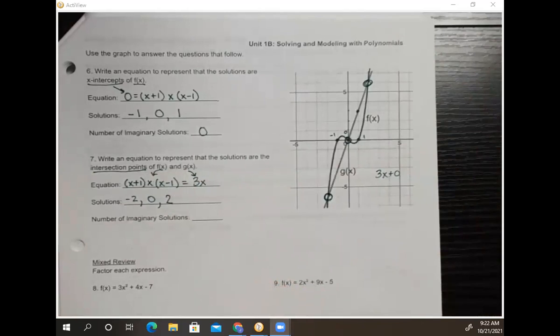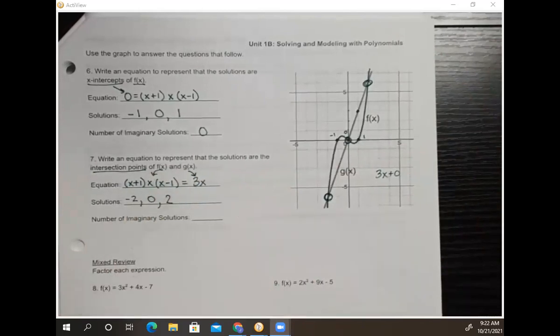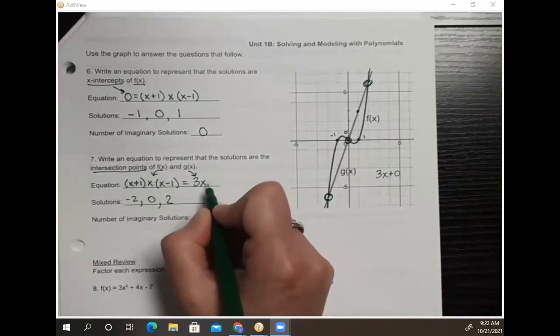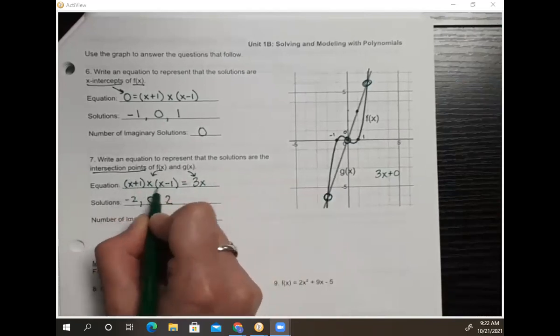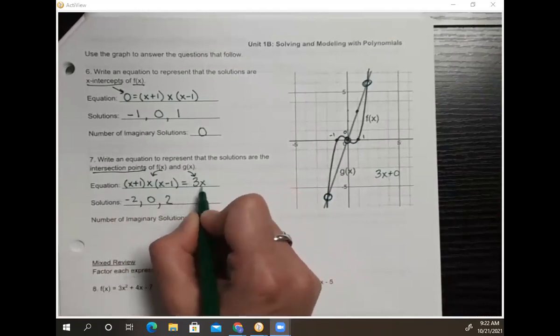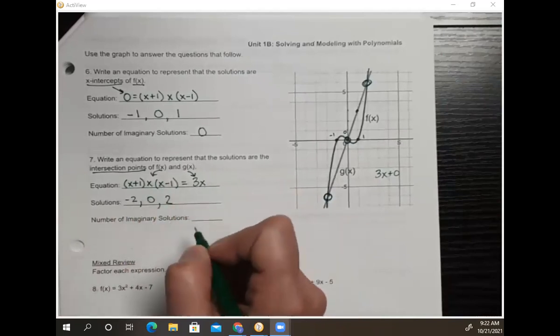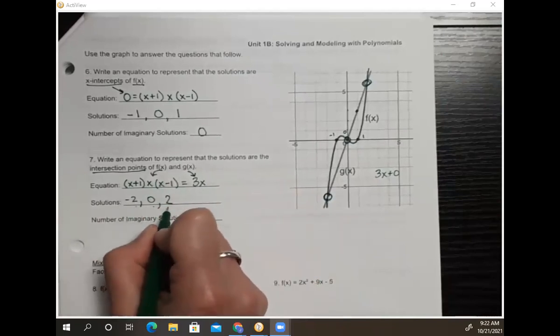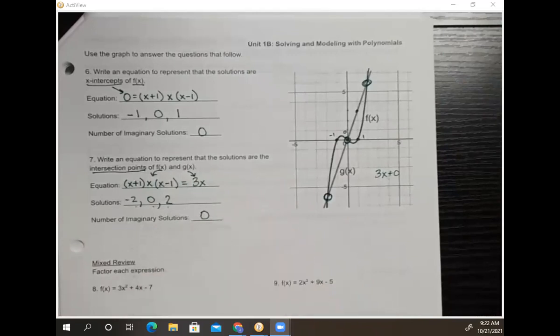How many imaginary solutions do I expect from this? 0 again. The degree of our function has not changed. If this were 3x to the 4th, the degree of my function would have changed because the degree over here is 3. If this is the same or smaller, your degree hasn't changed. Okay, so our degree is still 3, and I've got 1, 2, 3 real solutions. That means I have 0 imaginary solutions.